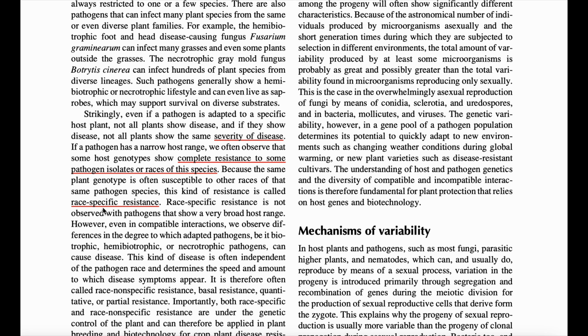So vertical resistance is the race-specific resistance, complete resistance, but it is unstable and can be overcome by new pathogen strains, right? Whereas in contrast, horizontal resistance is partial, because it is governed by multiple genes, and it is non-specific but stable resistance, yes, and it provides broad spectrum protection against all pathogen races.